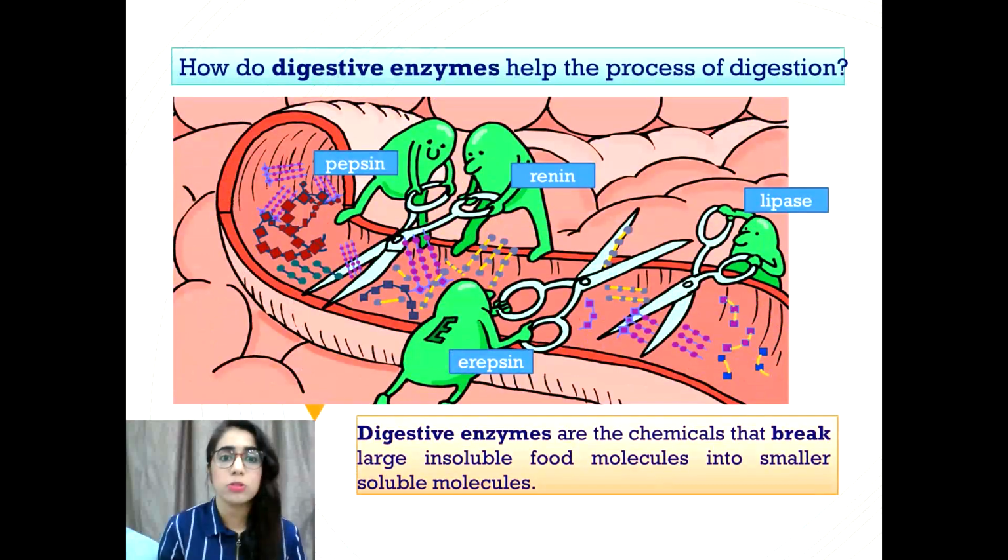Okay, so how do digestive enzymes help the process of digestion? Well, they help in breaking down large insoluble molecules into smaller soluble molecules so that the molecules can be absorbed in the bloodstream.